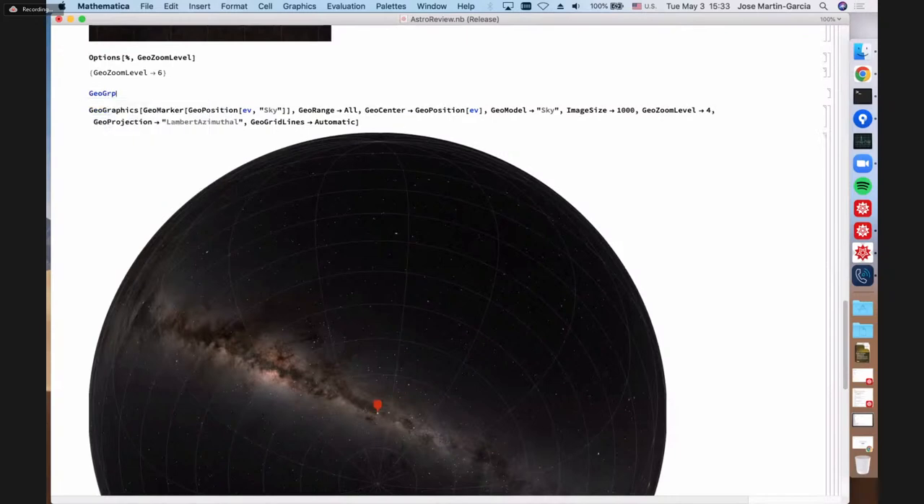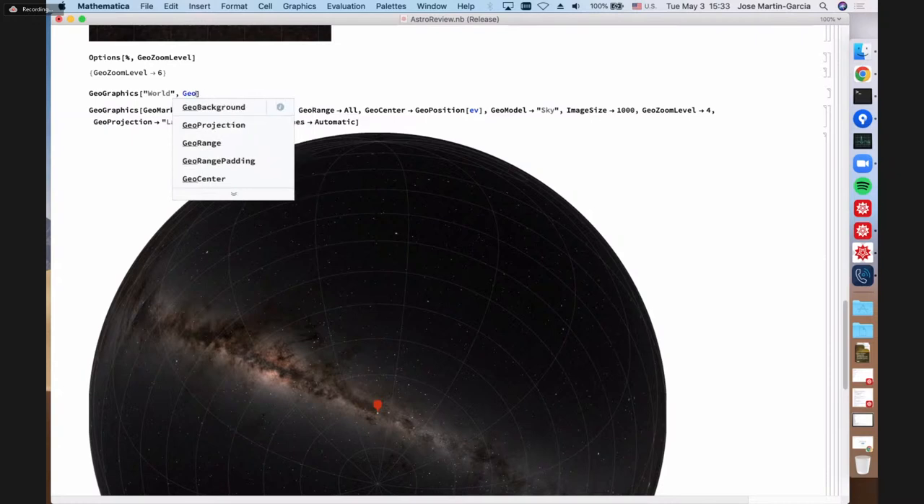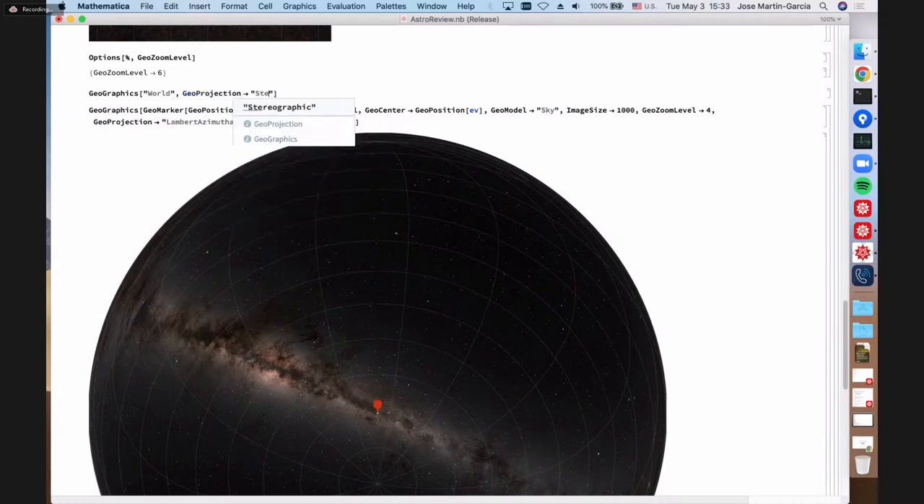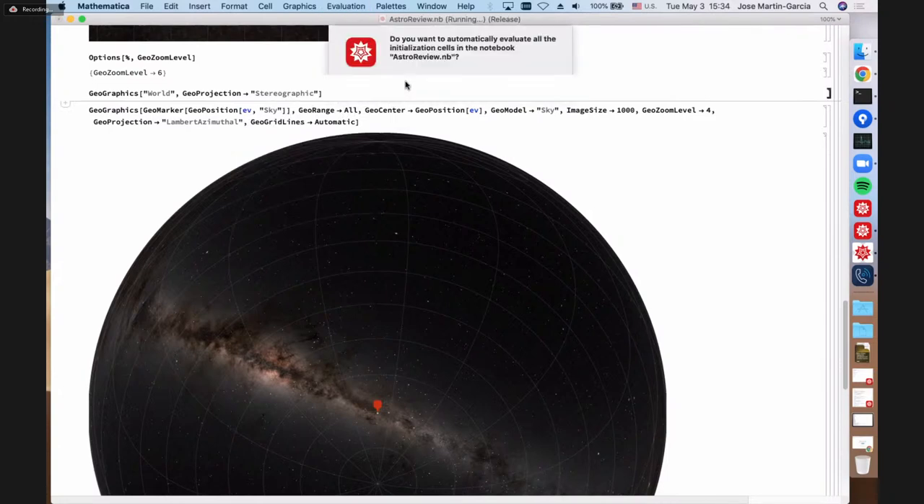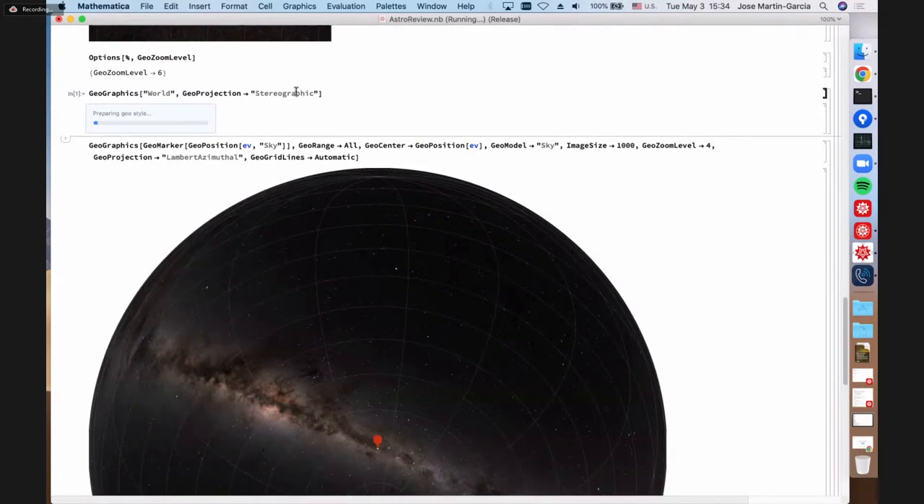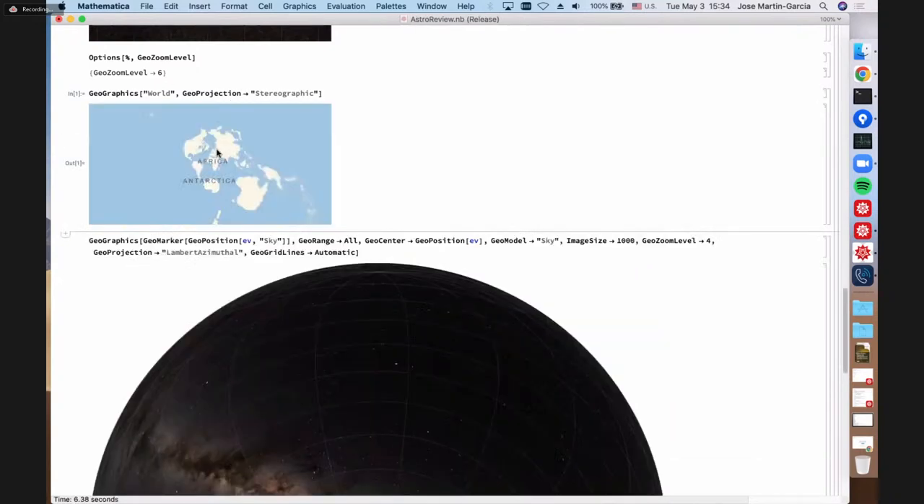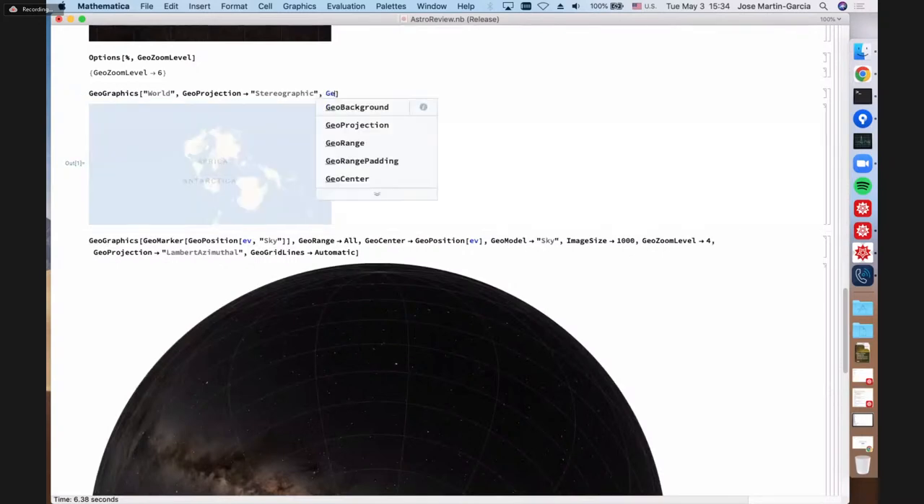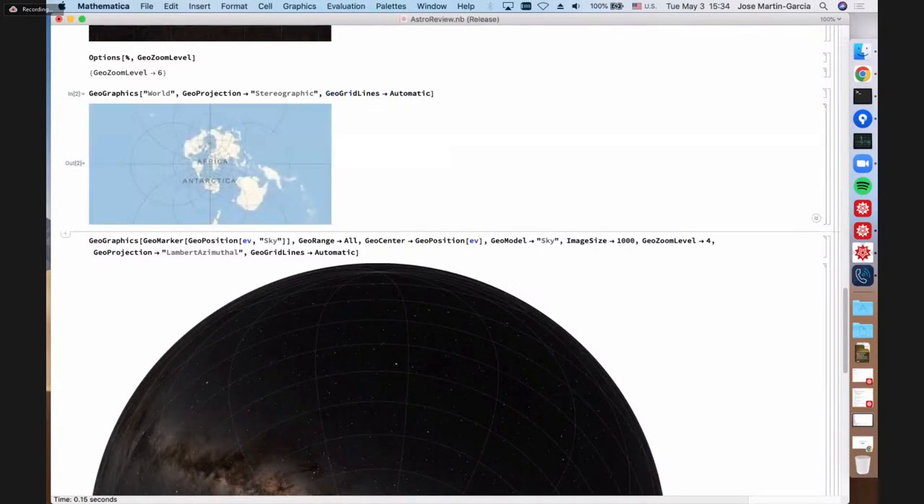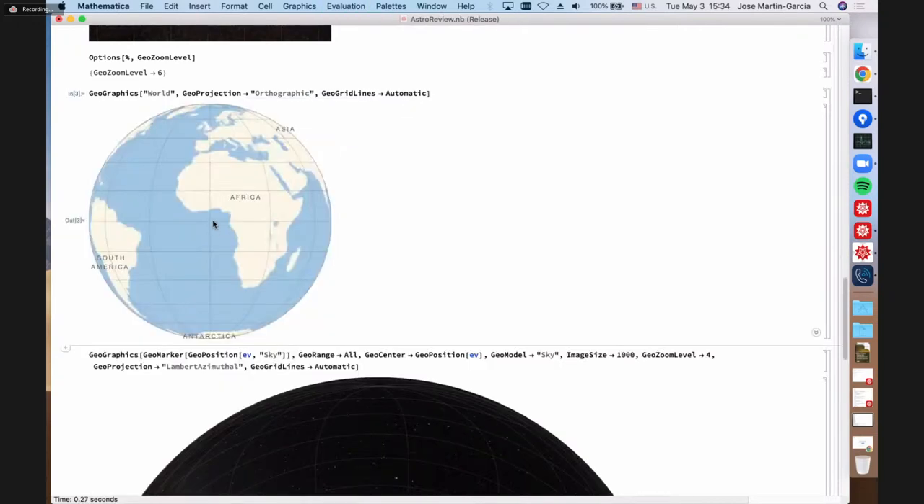Okay. So we can do this with geographics. I can say world, and I can say here geo projection. This would be a stereographic. The stereographic projection is looking at a sphere from a point of the sphere. And geo grid lines, this always helps. And then there is the gnomonic projection, which would be looking at it from the center. And then orthographic is like the extreme case of being very, very far away. Orthographic, and then you can only see half of the sphere.